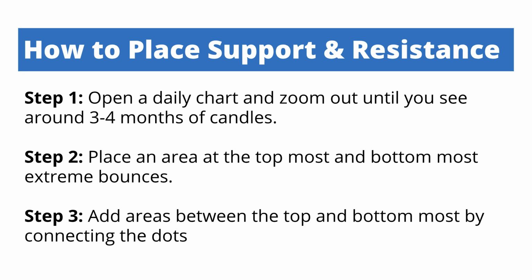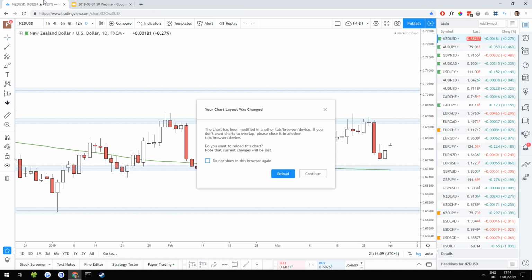So step 1, open a daily chart and zoom out until you see around 3 to 4 months worth of candles. Step 2, place an area at the topmost and bottommost of the extreme bounces. I'll show you how to do that in a second. Step 3, add areas between the top and bottommost by connecting the dots. Again, I'm going to show you how to do that in a second. And by second, I mean right now.